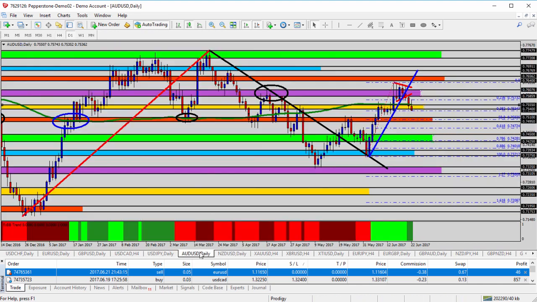Let's move on over to the AUDUSD. And I think this is very interesting, the way we're looking at this currency pair as well. We have two different trends. The black trend line was a downtrend. The blue trend line is an uptrend. Let's go ahead and zoom it in one time.